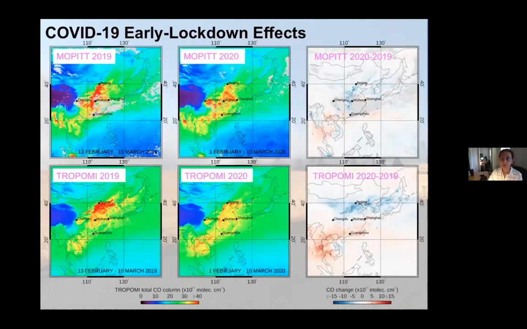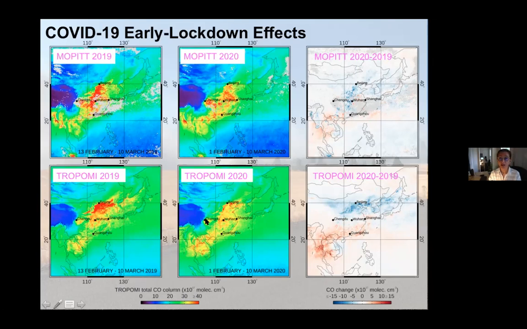And then another experiment that is being forced upon us is the effects of lockdowns due to the COVID-19 pandemic. Early on, we performed this analysis looking at CO from MOPITT in the top panels and from TROPOMI in the bottom panels. This shows you the CO between February and March in 2019, so last year, and then the same period of time this year. And you can see right away that the amount of CO has gone down. This is China, I should say. We're looking at China here.